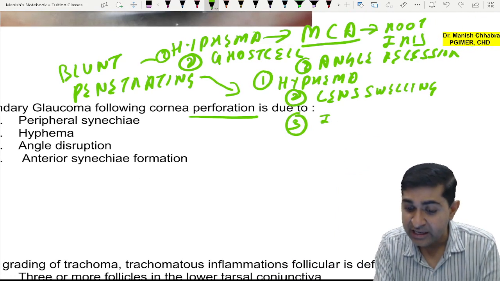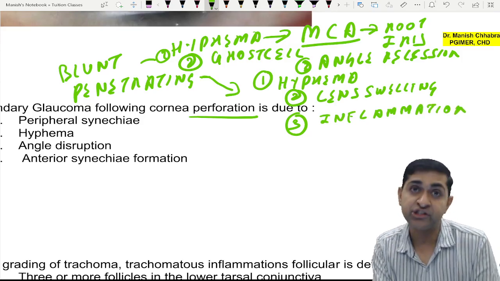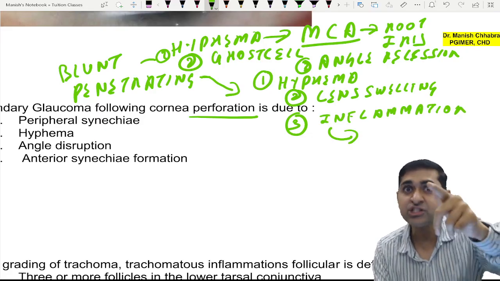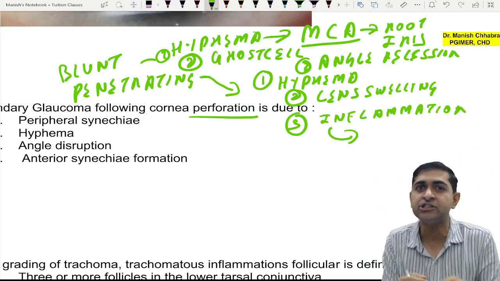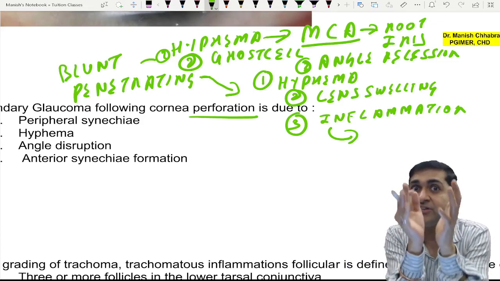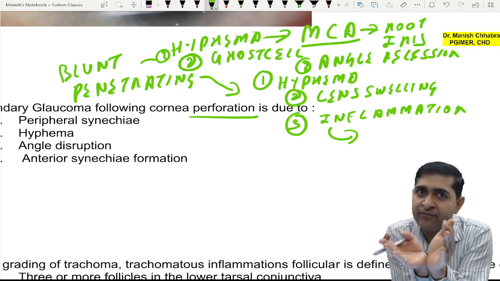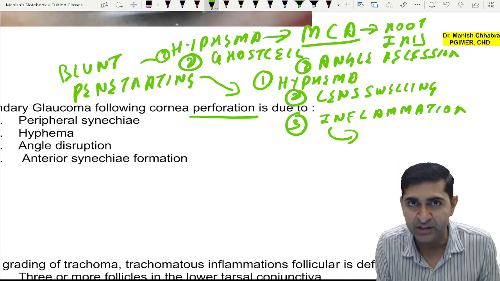It will cause inflammation of the iris, which is a part of uvea, which will cause uveitis. Now this uveitis will lead to cells in the anterior chamber, proteins in the anterior chamber, which will make the aqueous humor very thick, very turbid, which will slow down the passage of aqueous humor from the anterior chamber into canal of Schlemm via trabecular meshwork.